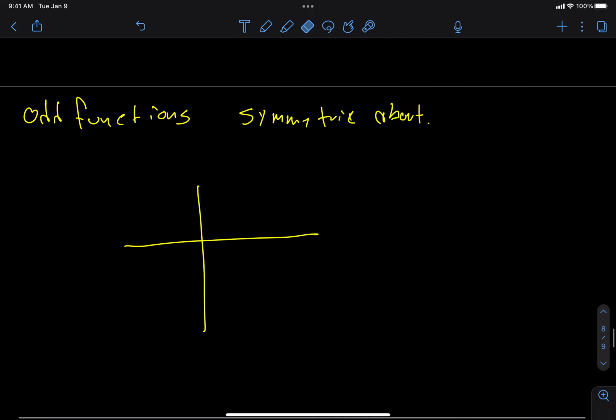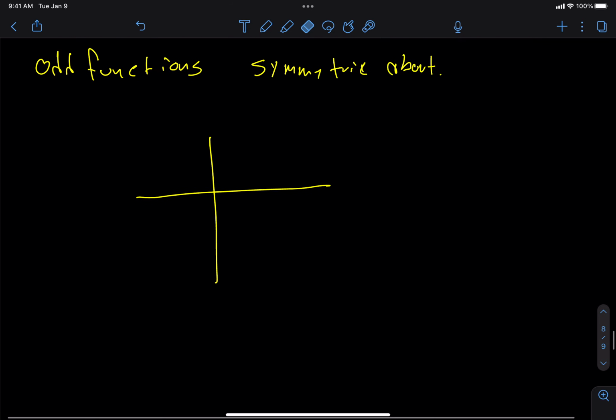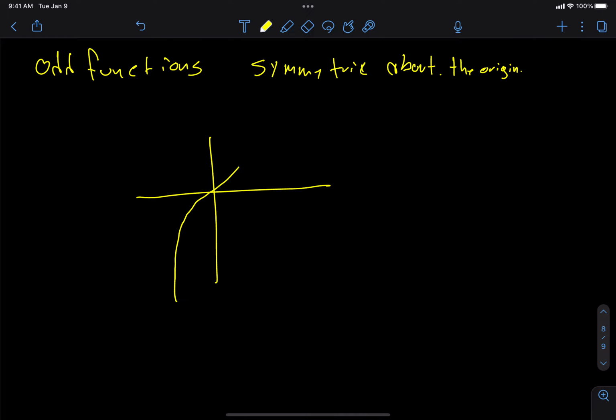There's one other type of symmetry. There's the y-axis, there's the x-axis, and there is the origin. About the origin is what we're going for here. Okay, so odd functions are symmetric about the origin. So for example, you can take something like this. This is the function f of x equals x cubed, right?